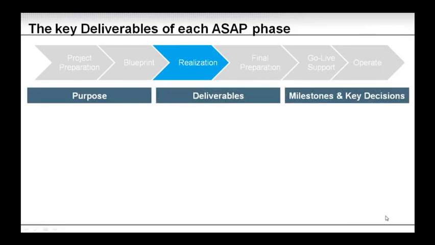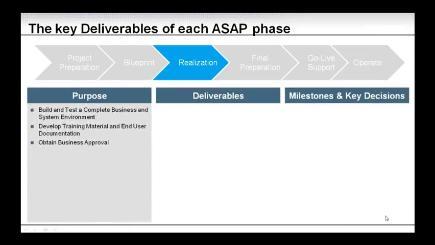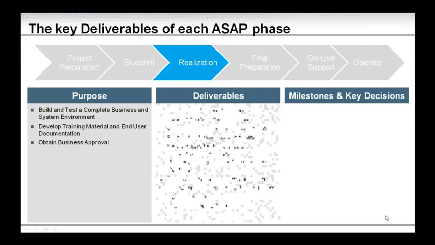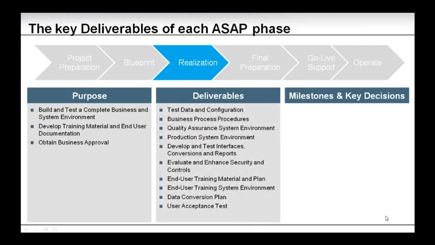Again, we have a number of deliverables, milestones, and key decisions that need to happen. So the purpose of the realization is to build and test the complete business and system environment. It is to develop the training material and end user documentation, and it is to obtain business approval of the solution that we are going to go live with. So the key deliverables, again, is a summary, is the test data and configuration. What is the test data we need, and we have the configuration.